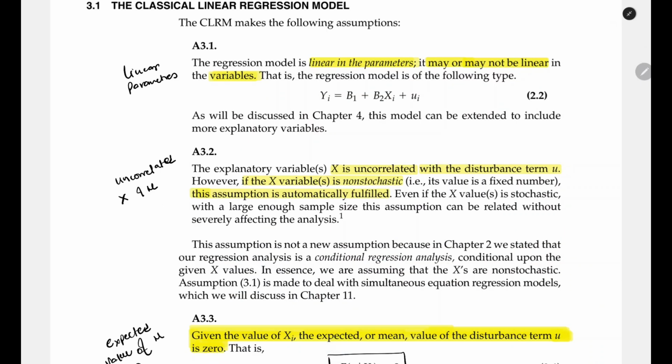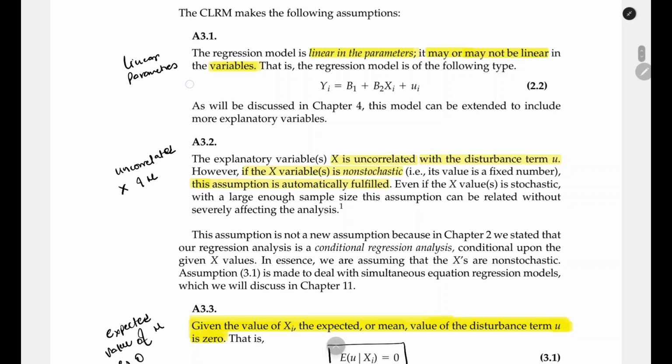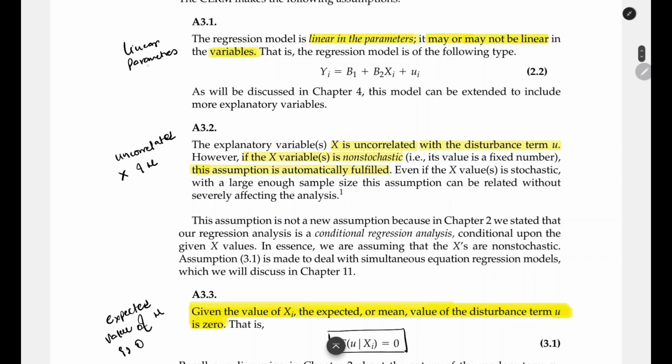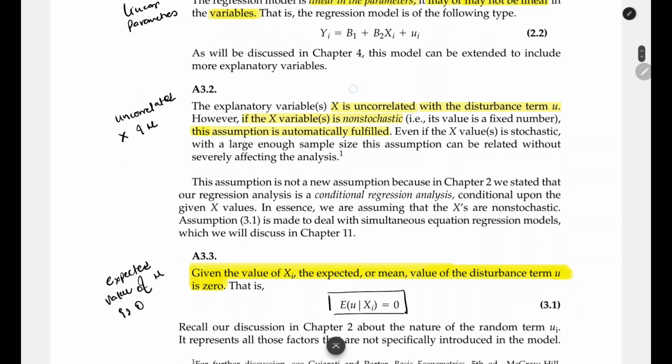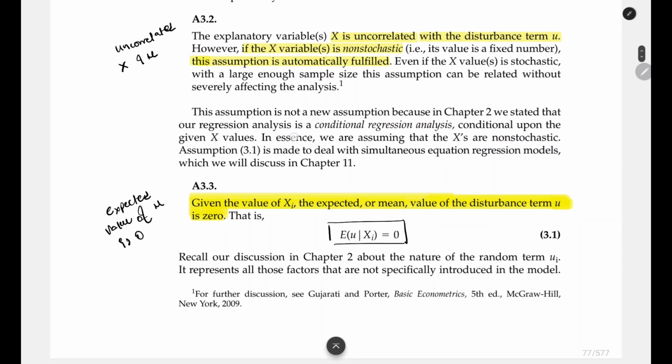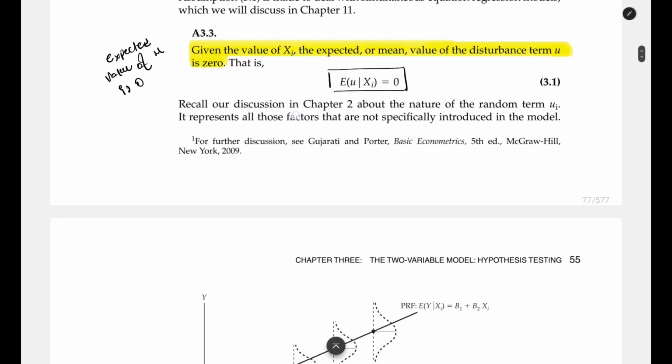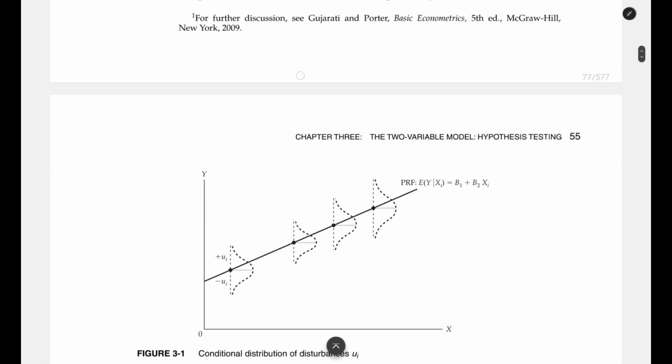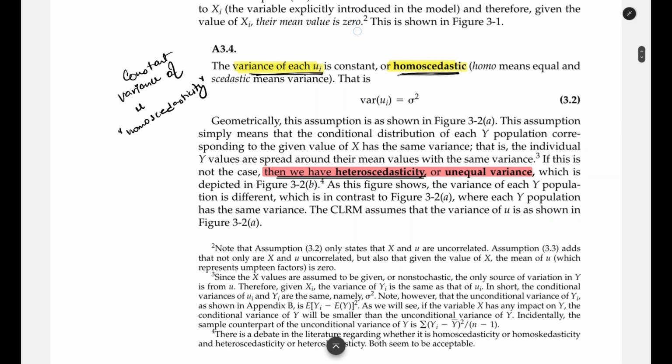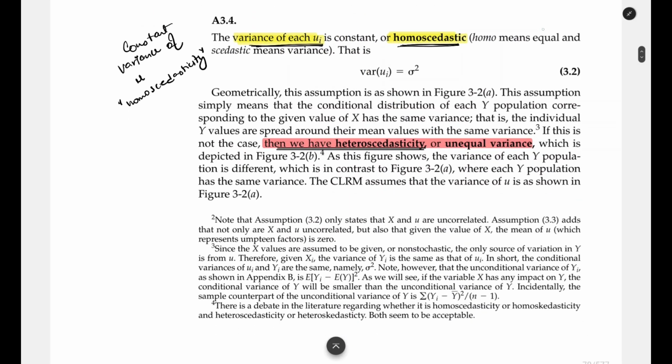So what three assumptions have we talked about until now? First, linear parameters in the equation. Second, uncorrelated x and error term. Then we said that the expected value of the error term is 0. Then the fourth assumption, we talk about the variance of the error term.